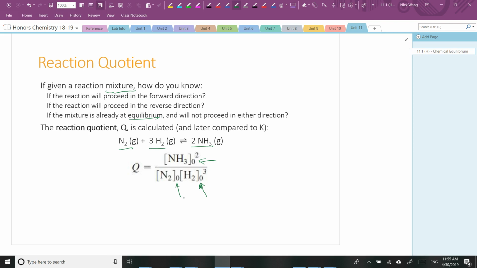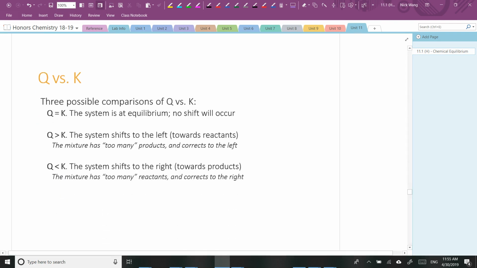So this is going to be a test. We're going to take Q, and then we're going to see whether or not it's equal to K. And very similarly, we're going to see if it's going to shift to the right, shift to the left, reverse, or go forward. So this is how it works. How we do this is we compare Q and K. There are 3 possible comparisons. 1, if Q is equal to K, that means the initial amount you're given is actually already at equilibrium, so there's no reaction that occurs, at least no additional changes. You're at equilibrium, no big deal.